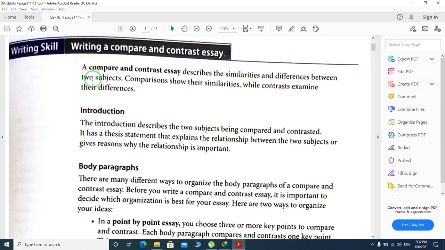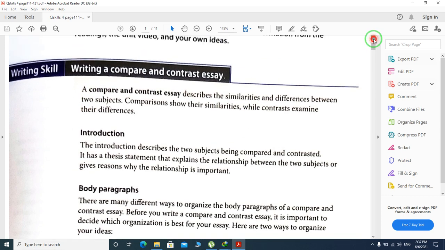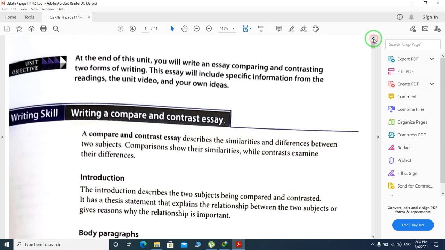In our previous lessons, we have read two articles. In both of the articles, we have seen a pattern of comparing and contrasting things. Our unit objective is also relevant to what we have studied so far in the unit. At the end of this unit, you will write an essay comparing and contrasting two forms of writing. This was the article in which we learned about Haji Nuruddin, and an article before that, both of which were about writing. So you have enough context about what to write.